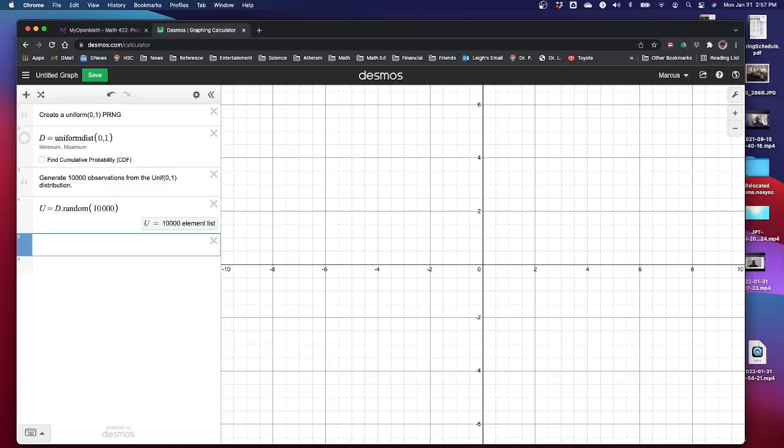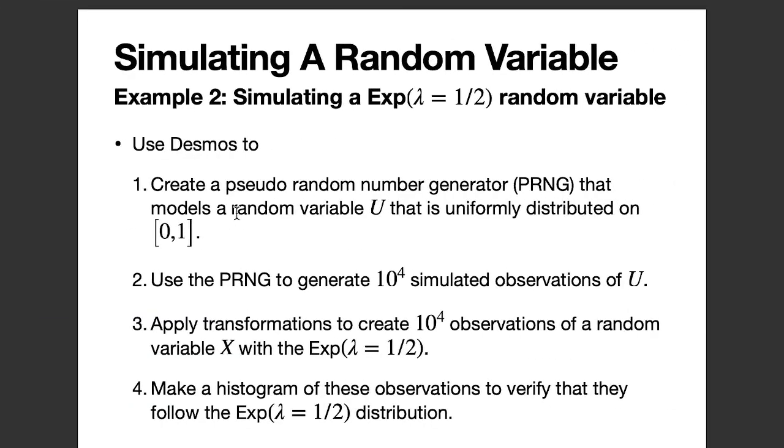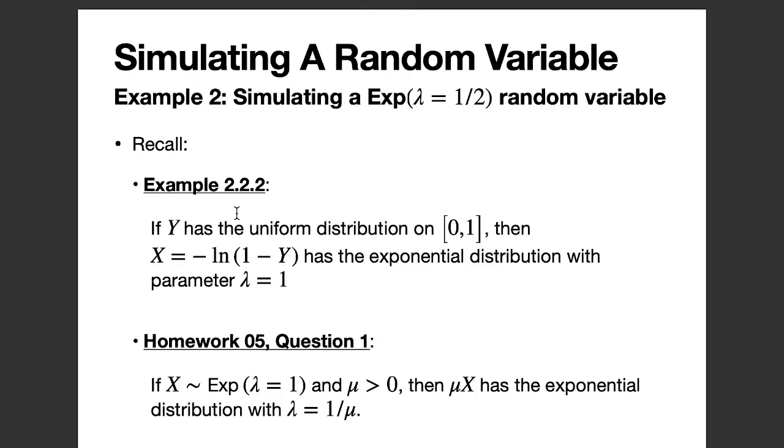And the next thing we want to do is apply some transformations to those observations with the goal of ultimately coming up with exponential observations with parameter lambda equal 1/2. We need to remind ourselves of some of our theory here, but we have all the tools we need to do this. So here are the relevant facts.